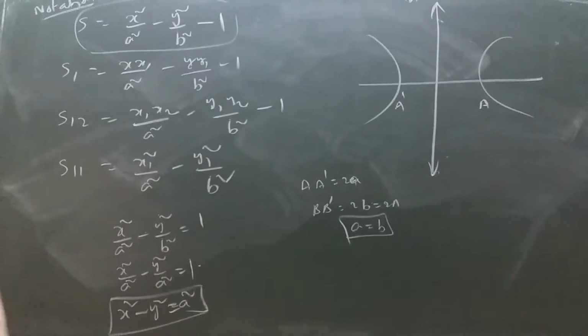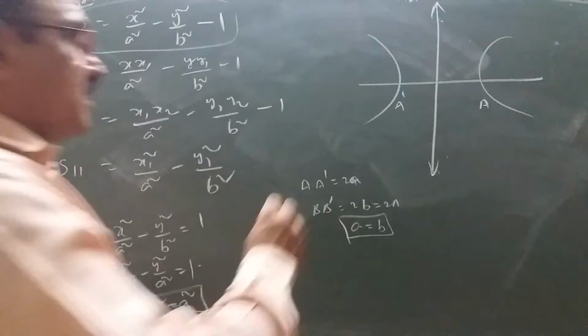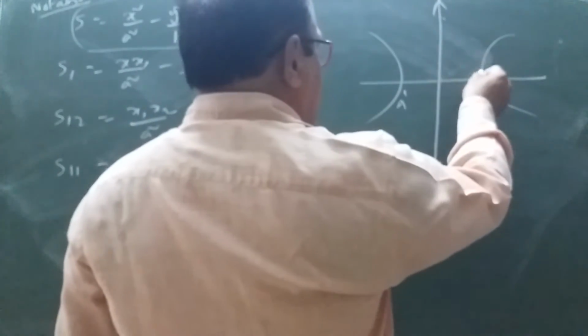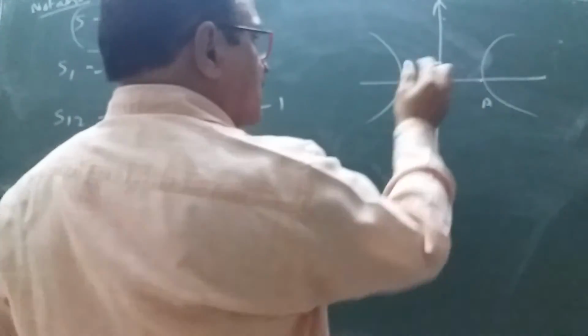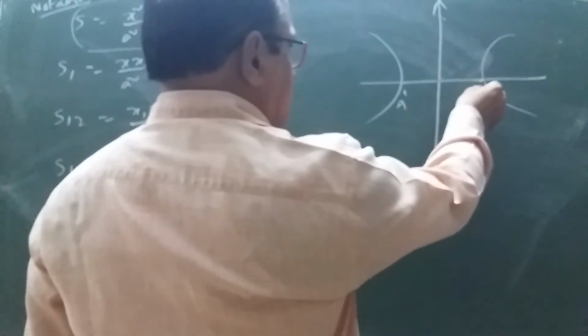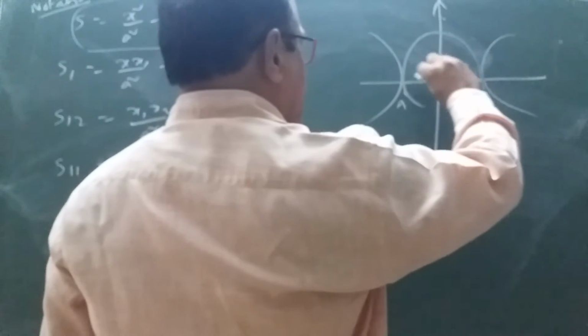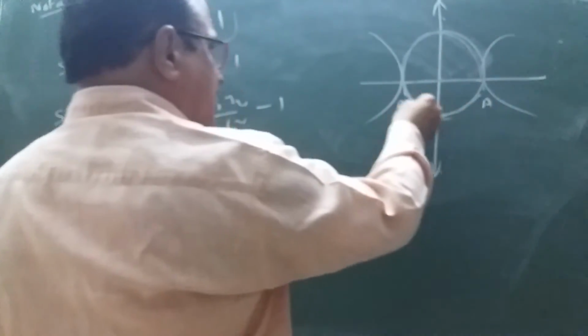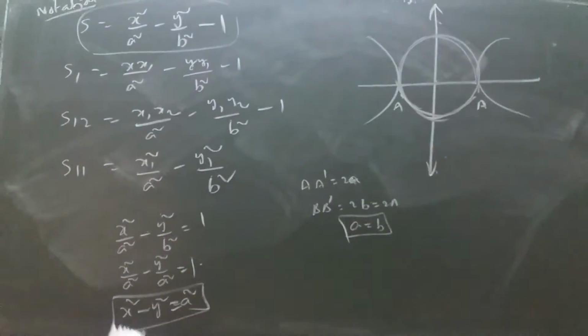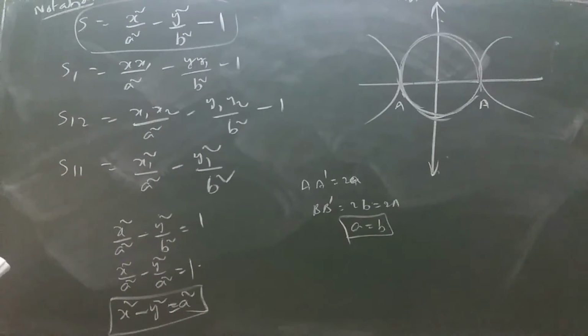This also we have to discuss. In x square minus y square is equal to a square, if we draw a circle on the transverse axis as a diameter and with center C, it will be like this. This we call the auxiliary circle.